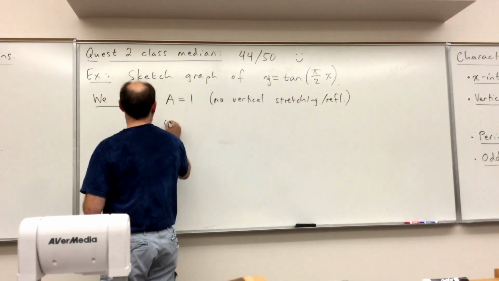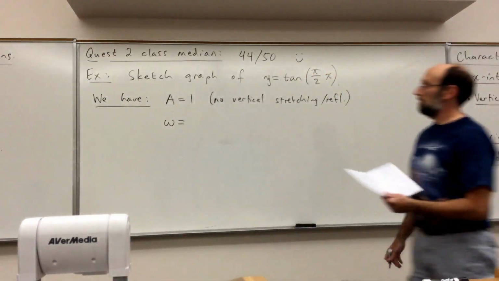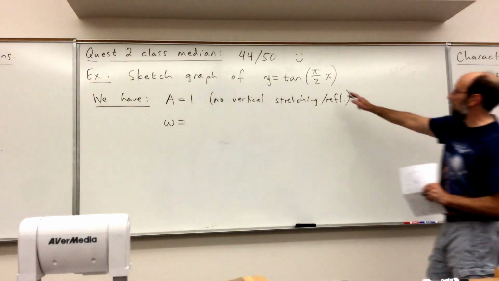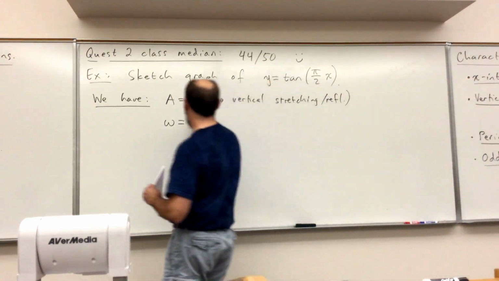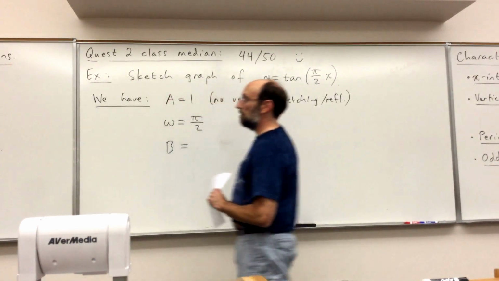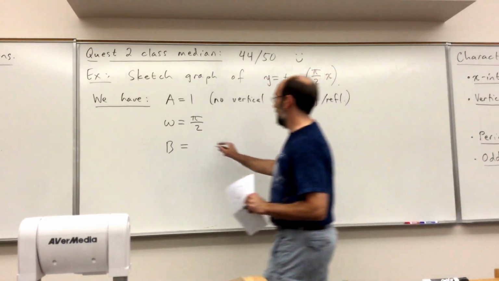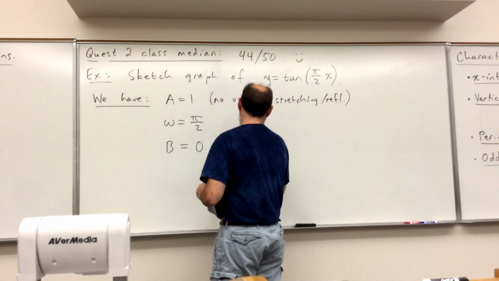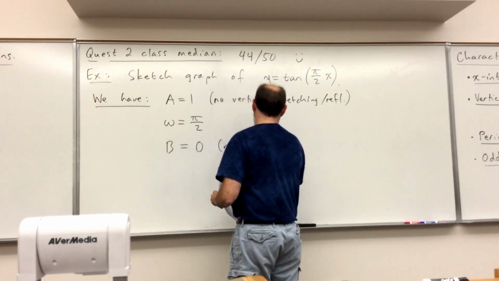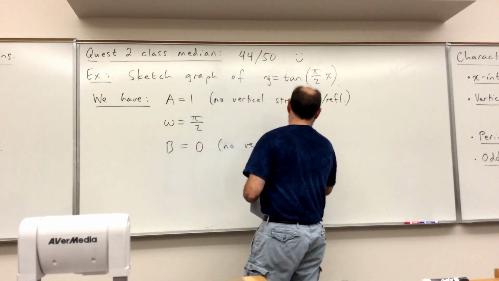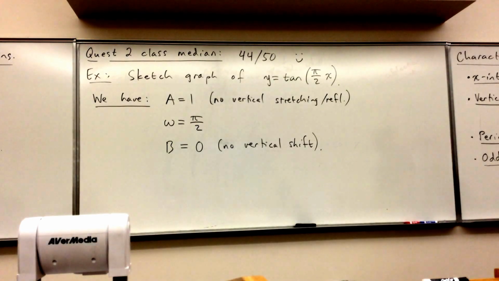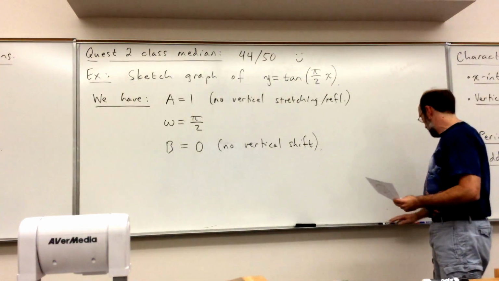And we have omega is what? Pi over 2, that's the coefficient of x inside the argument here. So omega is pi over 2. And b is 0, so we have no vertical shift. The b in the formula would give you any vertical shift, just as always with any function. So since omega is equal to pi over 2, let's find the period of this function.